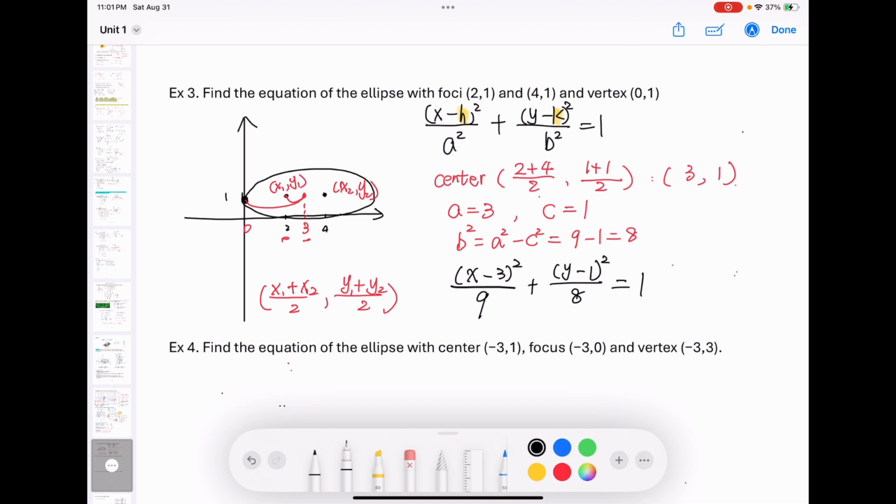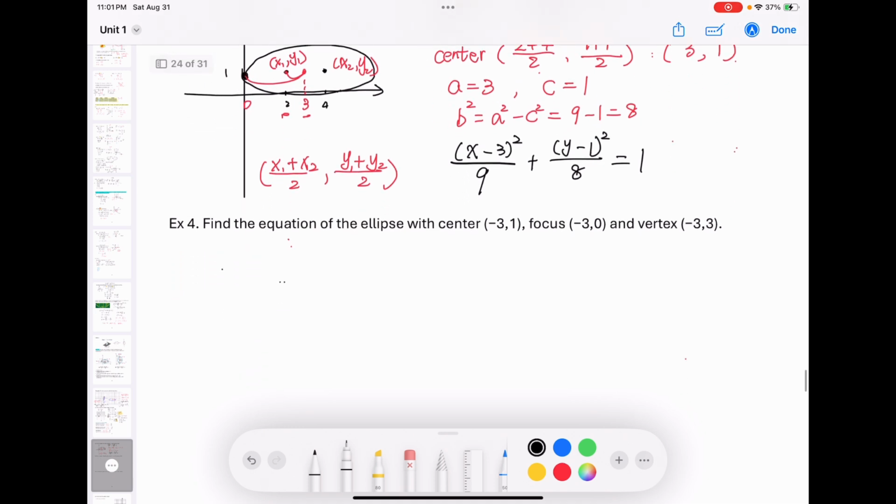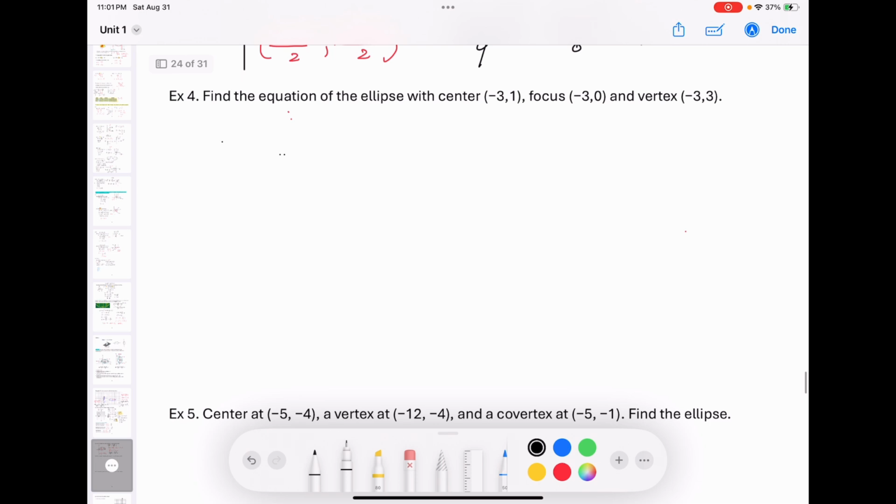Okay, so making a sketch is very important, because I can find the major axis and make the example easy. So even if the question doesn't ask you to graph your equation, sketch it. Okay, let's see the next example. Let's clear the board. Pause the video, you can read the example.